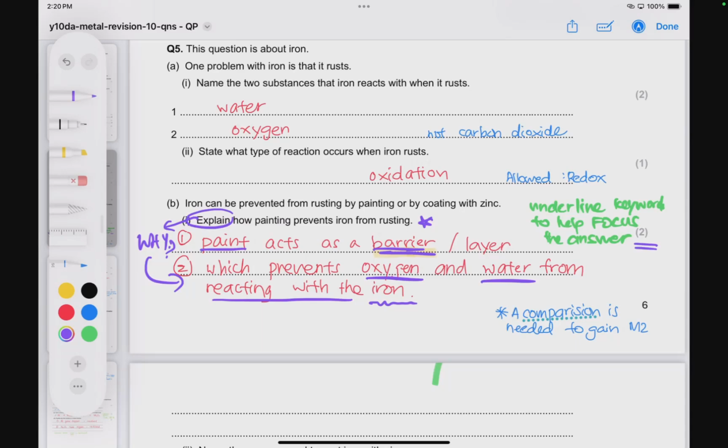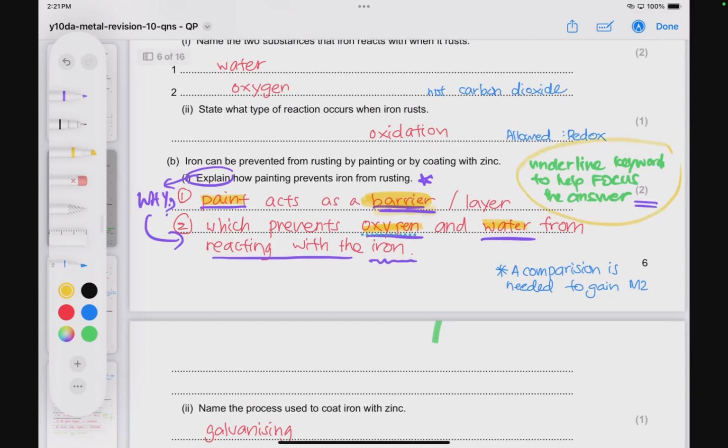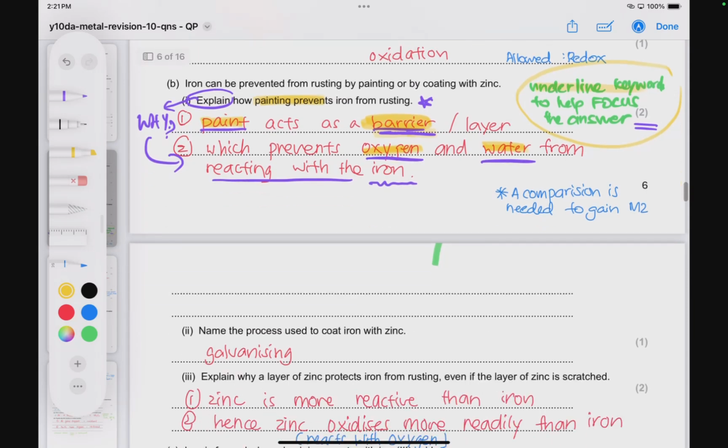So why are some students not getting the full marks here? It is because they did not mention the concept or the main idea of painting. Okay, so the painting here is to act as a barrier, and what are we trying to prevent the metal from reacting with? It is oxygen and water. So 2 marks over there. Again, these are the things to take note of. A lot of students misread this question and they focus on zinc, but this question essentially asks for painting. Okay, so underlining might help you focus on the keywords.